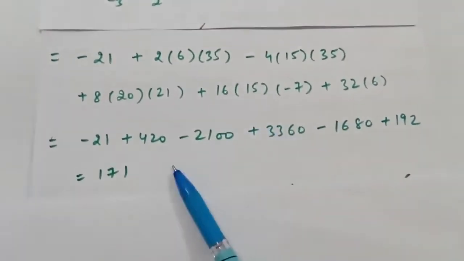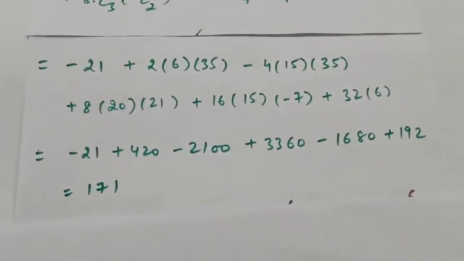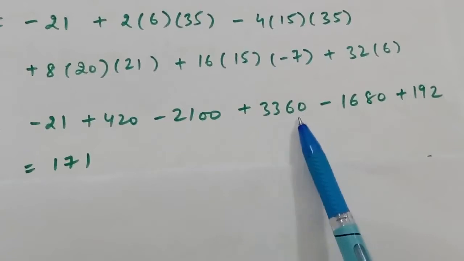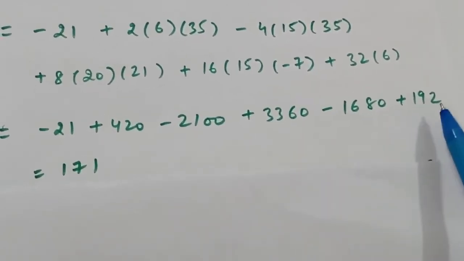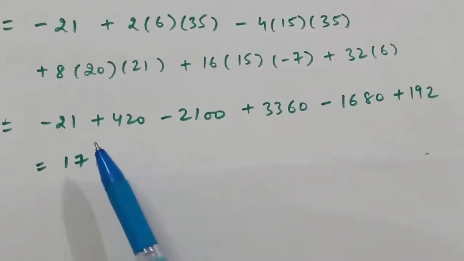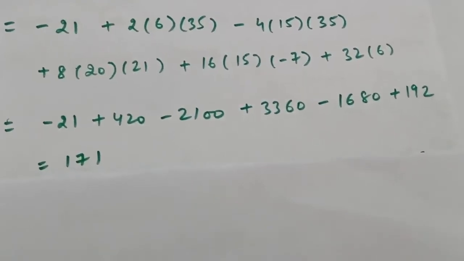So solving this, you will get minus 21 plus 420 minus 2100 plus 3360 minus 1680 plus 192 and you'll get the answer as 171. So this is the coefficient of x raised to the power 5.